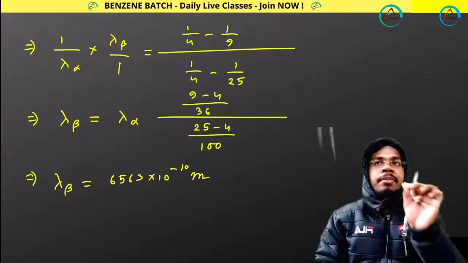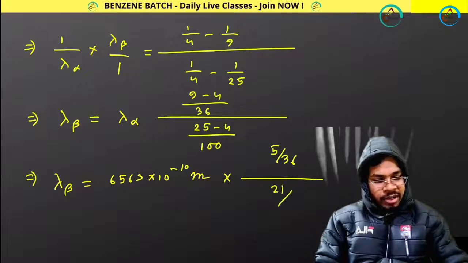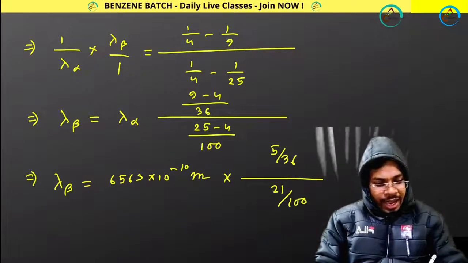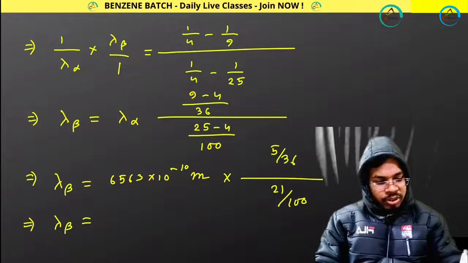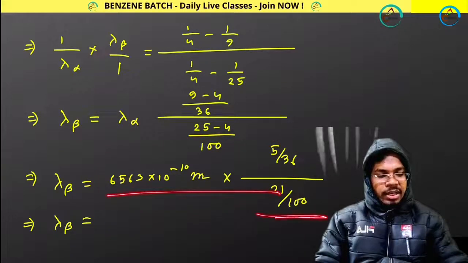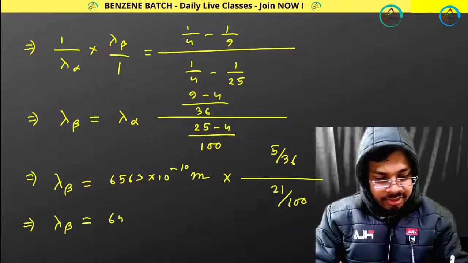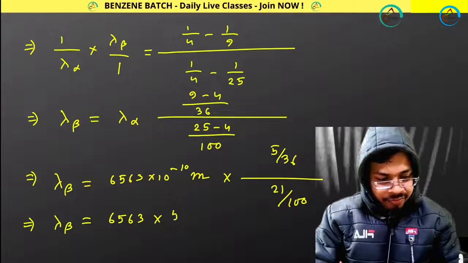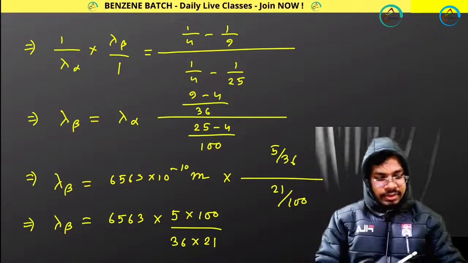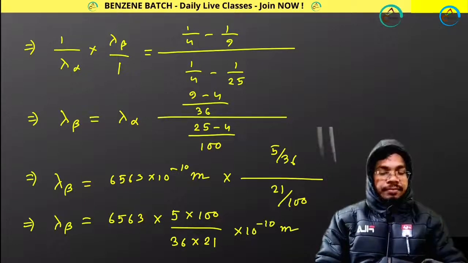Don't ignore the unit. Again I am telling you, do not ignore the unit. Multiplied by 9 minus 4, which means 5 divided by 36, and 25 minus 4 means 21 divided by 100. Simple. Now can you tell me what value you will get if you do this calculation? Just calculate on your calculator and tell me. It's 6563 multiplied by 5 into 100 divided by 36 into 21, and then 10 to the power minus 10 meter.